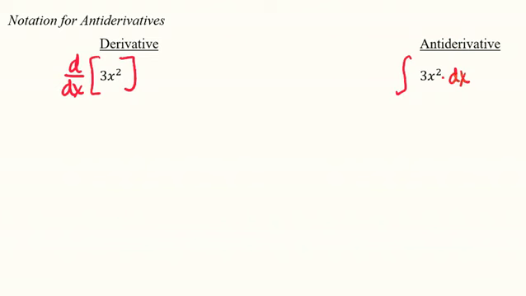Really, it's because the area of a rectangle is base times height. But you can think of it as the antiderivative, the candy cane looking thing, and the dx are bookends that are, it's an operator on 3x squared. We're taking the antiderivative.